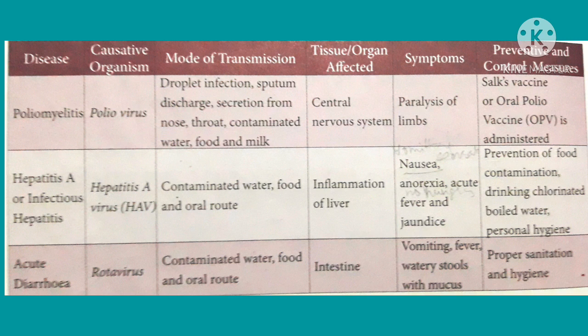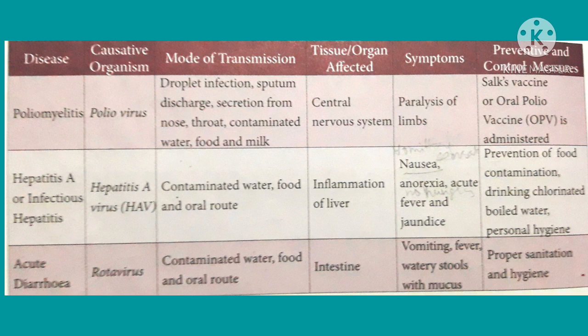So how to prevent it? Preventive measures. Prevention of food contamination, drinking chlorinated boiled water, as well as personal hygiene. Last one, personal hygiene. The last disease, acute diarrhea.